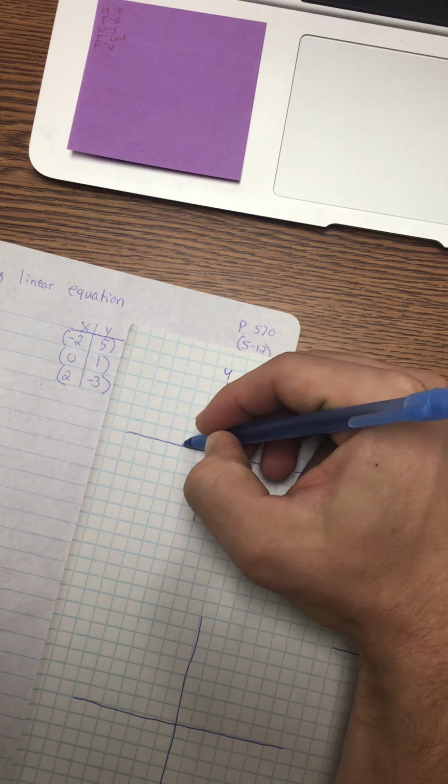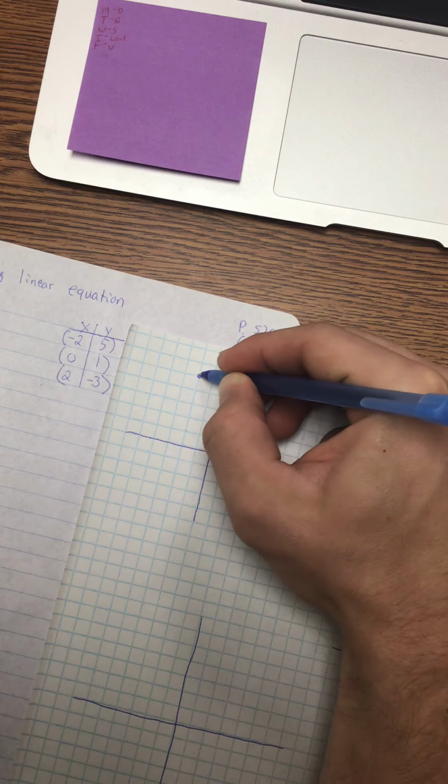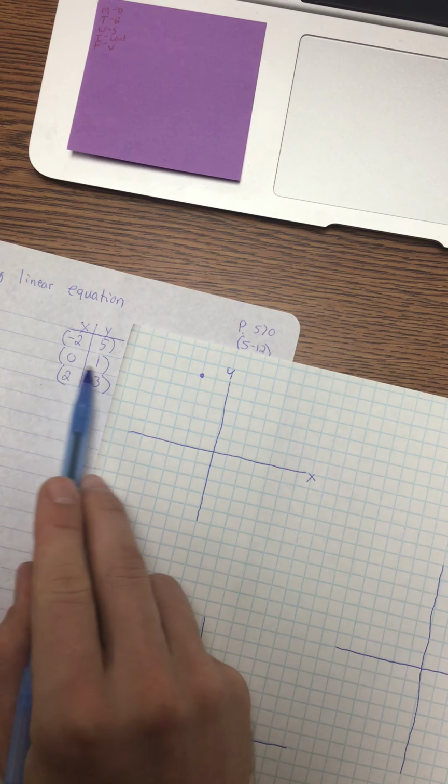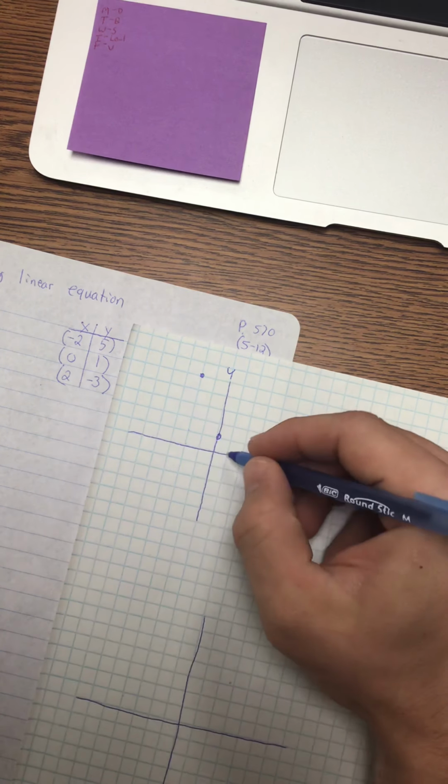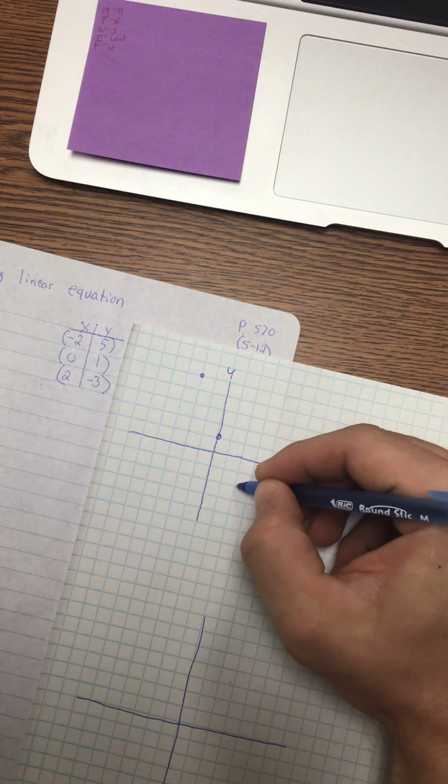Oops, I lost my spot. I'm going to put my point there. Now, 0, 1: not moving left or right, and then up 1. And then 2, and then negative 3.